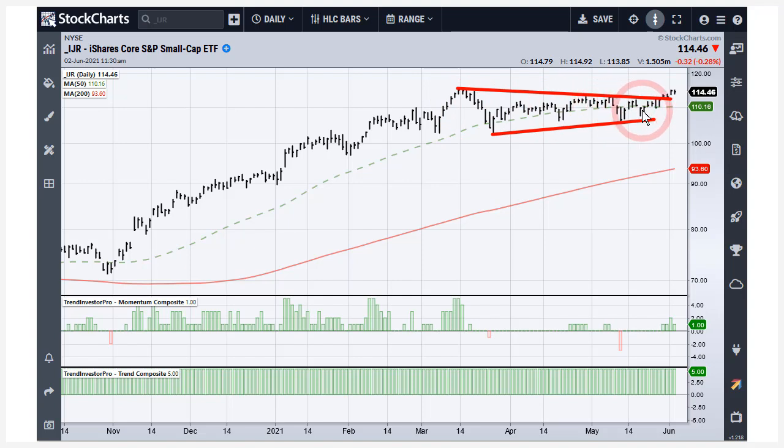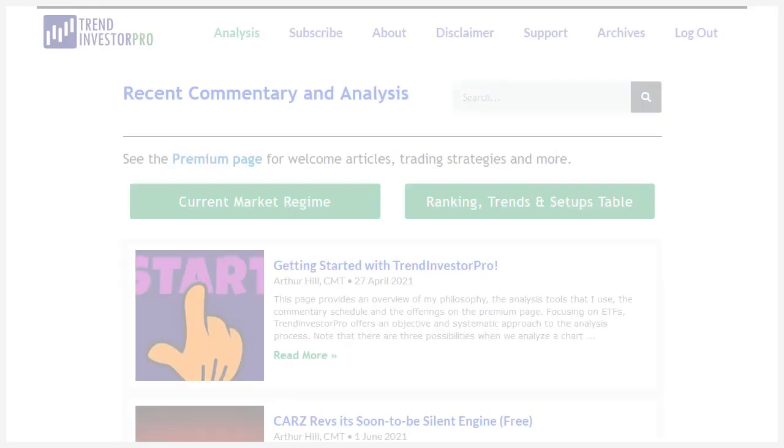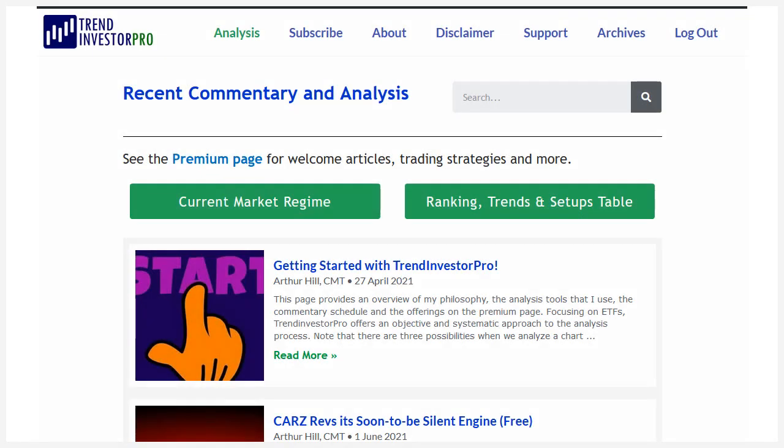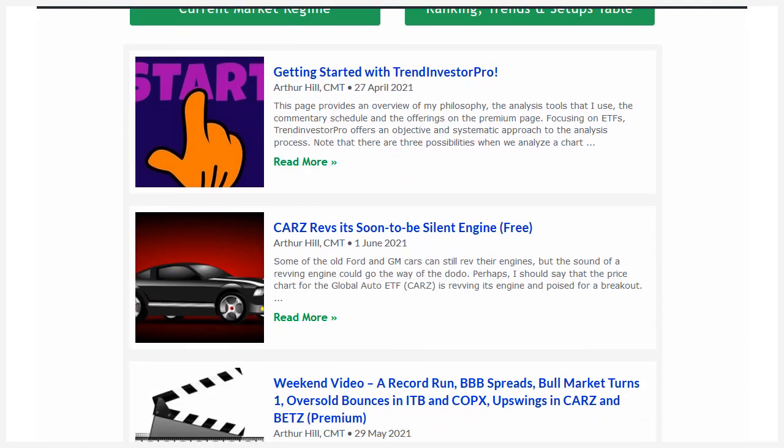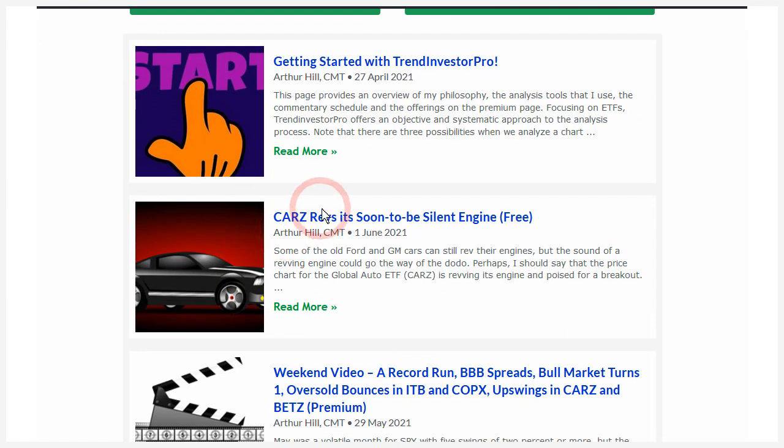And that's what this looks like we're having, a consolidation, and IJR is breaking out of that triangle consolidation as we speak. So here's the main analysis page at trendinvestorpro.com, and we've got a combination of free and paid articles. And there you can see a free article on CARZ as it breaks out of a big consolidation pattern that's been going on for a few months, just like IJR that I showed before.